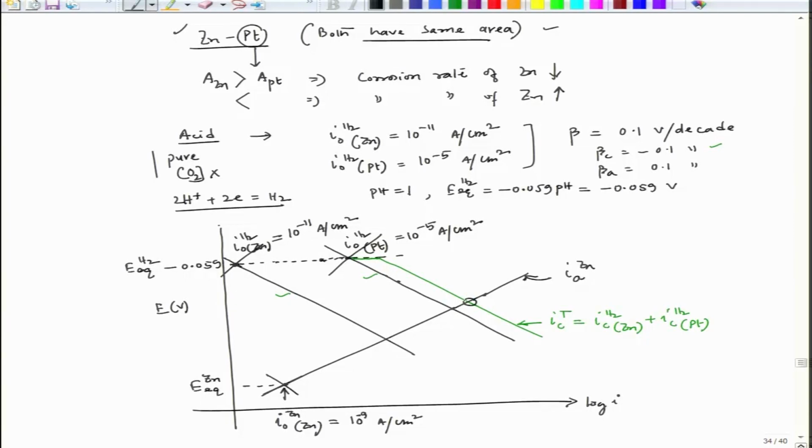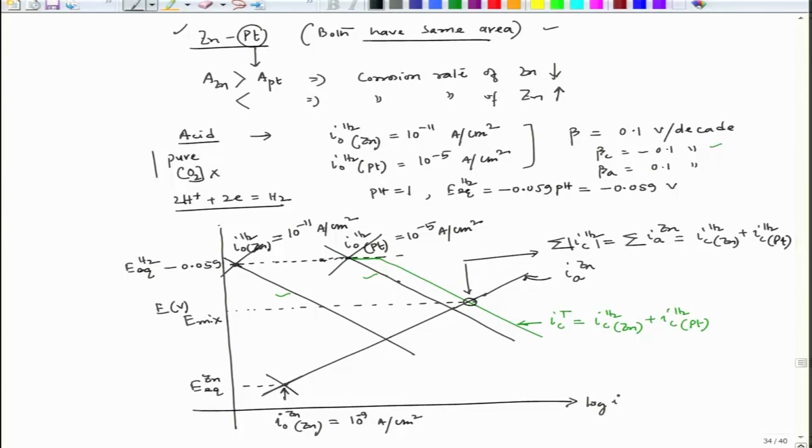Now, I could see that as per the mixed potential, this point is the E mix. And here we maintain IC hydrogen equal to IA zinc, equal to IC hydrogen over zinc surface plus IC hydrogen over platinum surface.